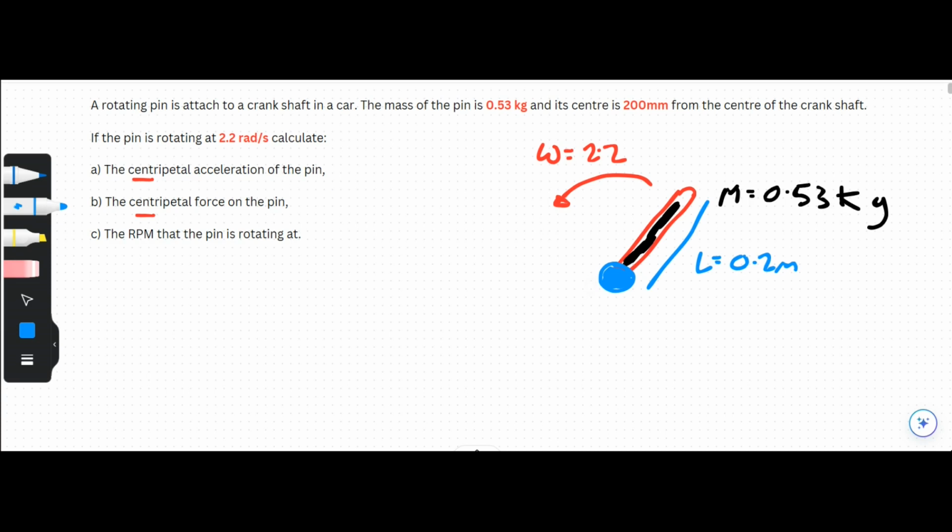So we've got to work out, first of all, part A, we've got to find centripetal acceleration. I'll use a symbol AC. There's two ways we can work that out. There's two formulas. We can either use omega squared times r, where omega is the speed in radians per second and r is the radius. Or we can use AC is also equal to v squared divided by r, all depending on what we know.